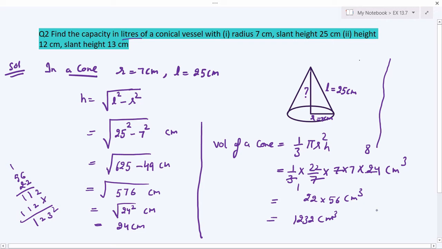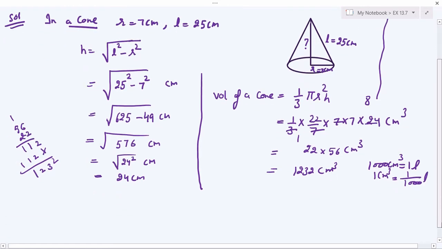You know the relation of centimeter cube with the liter, because 1000 centimeter cube equals 1 liter. So if you have to convert this centimeter cube into liter, you have to multiply by the value of 1 centimeter cube. So 1 centimeter cube value would be 1 upon 1000 liter. Now I will multiply this 1232 by 1 upon 1000 liter, right? So the answer would be 1.232 liter.